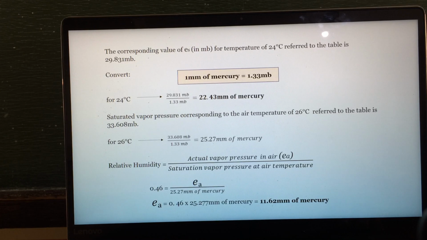Relative humidity is equal to actual vapor pressure in air, E sub A, over saturation vapor pressure at air temperature. Relative humidity is 0.46, equal to E sub A over 25.27 mm of mercury. Compute: E sub A is equal to 0.46 times 25.27 mm of mercury, which is equal to 11.62 mm of mercury.